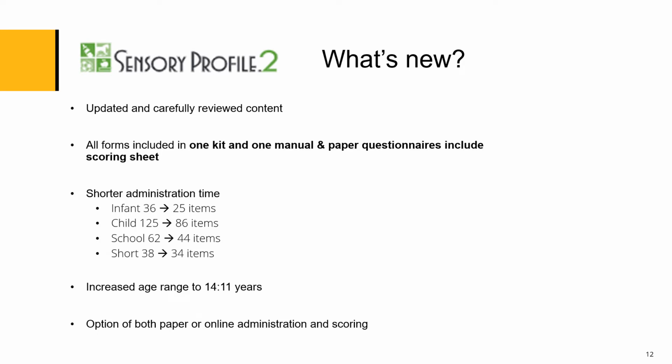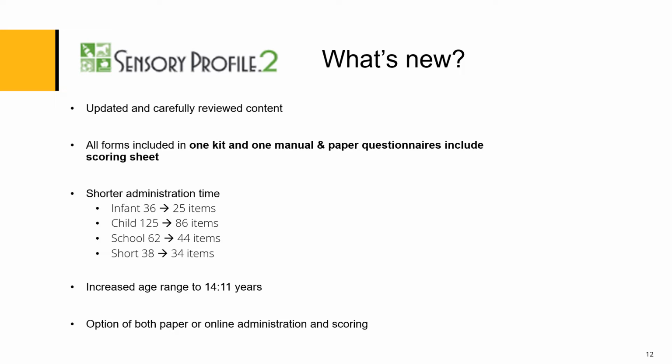There's also been an increased age range to 14 years 11 months. You'll see there is a bit of an overlap between that and the Adolescent Sensory Profile. So it enables you to make the decision as to whether you'd like to present it in a self-report format in the adolescent, or if the child is more appropriate to have a caregiver answer the questions for them.